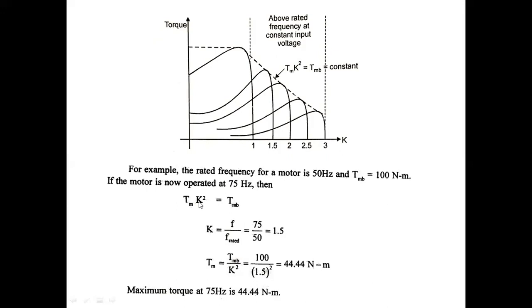Now I substitute the values. Tmb is 100, k square is 1.5 whole square. So the maximum torque from this expression is 44.44 Newton meters. From this example we can conclude that if the frequency is increased from 50 Hz to 75 Hz, the maximum torque decreases from 100 Newton meters to 44 Newton meters. So finally, due to the increase in frequency, the maximum torque, starting torque and starting current all fall down.